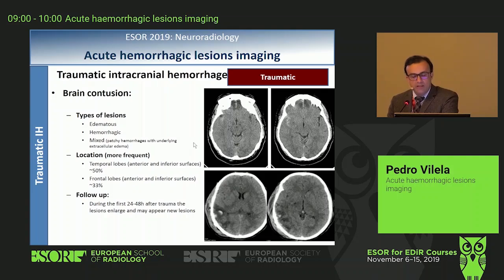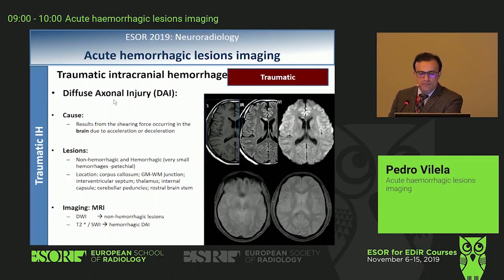They are more commonly located at the temporal and frontal lobes because these are the areas that are actually crushing with the bone at the anterior fossa and also at the petrous bone. We need to follow up because most of the time the edema and the hemorrhage can occur not at the acute phase.